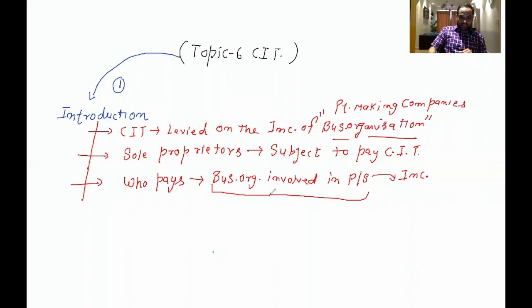So let's say these businesses are divided into two parts, right? It means we have two kinds of businesses. One is Vietnamese companies, Vietnamese businesses, Vietnamese organizations, right?